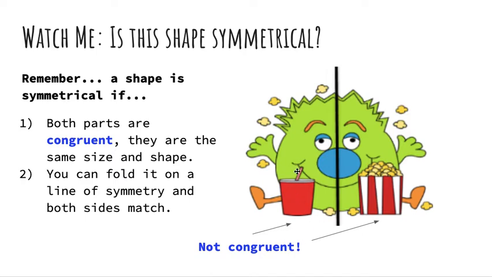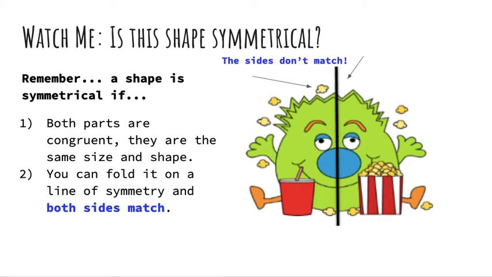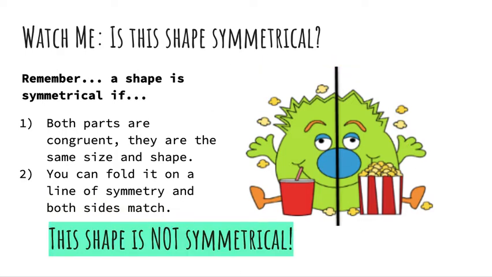On one side, there's this drink, and on the other side, there's a popcorn. And so that means they're not the same on both sides. Then if I folded it over, they wouldn't match. There's a popcorn here, but there's no popcorn up here. His eyes match, and his eyebrows match, and his hands match, but everything has to match for it to be symmetrical. So this shape is not symmetrical.